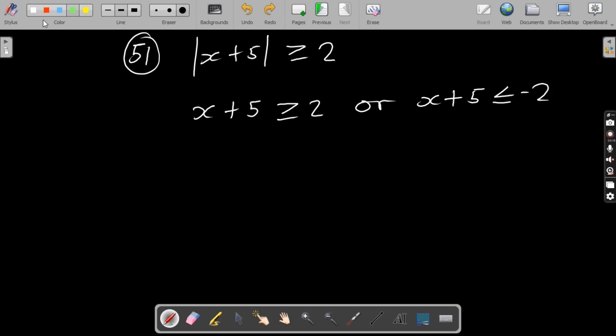So now let's continue with our solution. Continuing with the solution, on this side, we're just going to have x greater than or equal to minus 3 because we're taking that 5 to that side. And on this side, we're going to have x less than or equal to minus 7. And those are your two solutions.